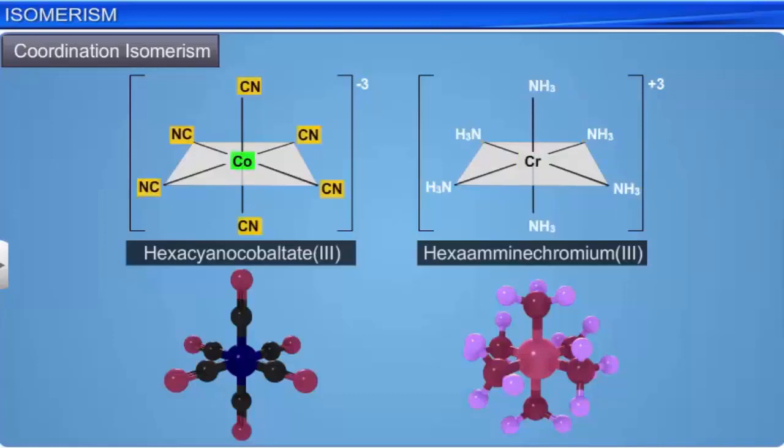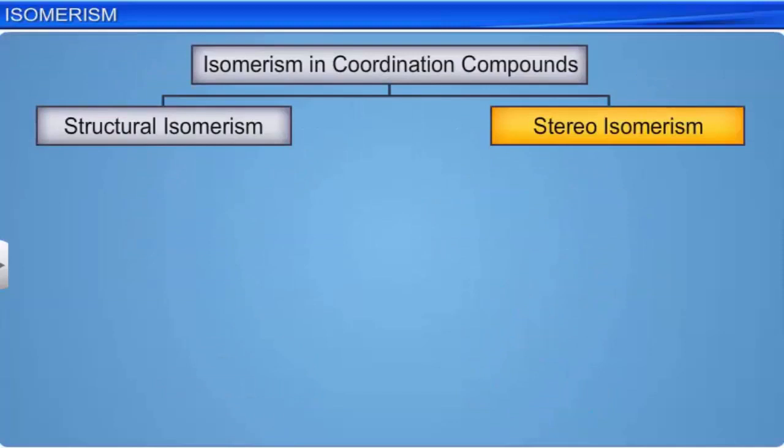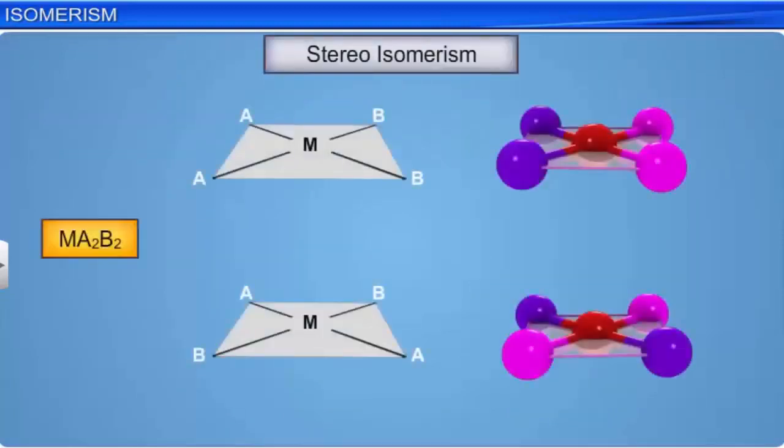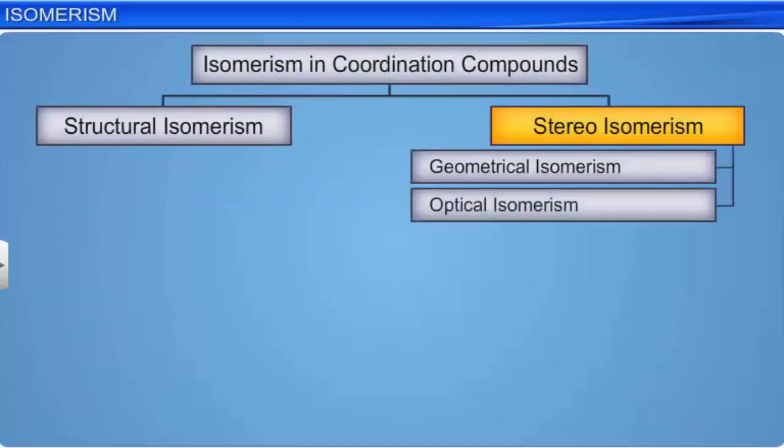Let's now look at stereoisomerism. Compounds with the same chemical formula and chemical bonds, but different arrangement of atoms or groups in space, are called stereoisomers. Stereoisomerism can be subdivided into geometrical isomerism and optical isomerism. Geometrical isomerism is also known as cis-trans isomerism.